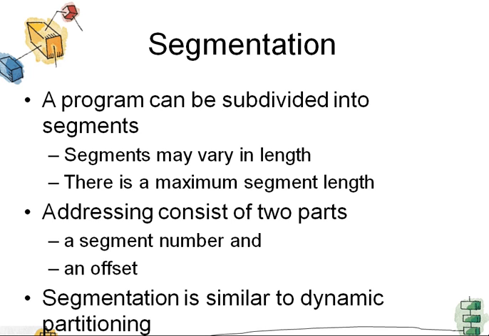There is a maximum segment length again. Now here addressing consists of two parts, a segment number and an offset number. Like in paging, we used to have a page number and an offset. So here in segmentation, we have a segment number and an offset. It is similar to dynamic partition. We can say that segmentation is very much similar to dynamic partition.